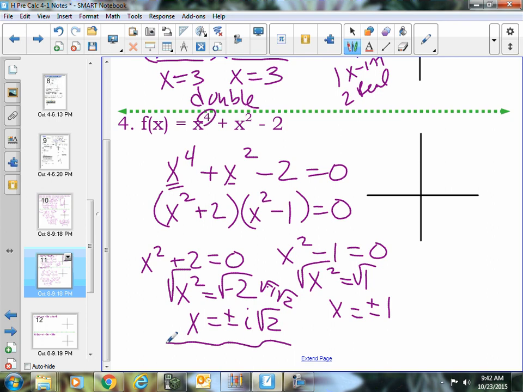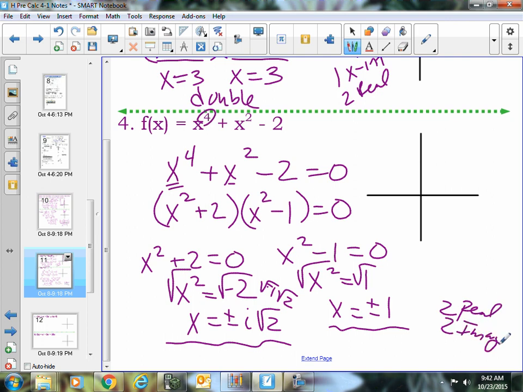I like writing the i first. For me, that's easier to look at, because if you put it after, it's kind of like, where is that i supposed to be? Under, not under? I think that's easier. 2 was not a perfect square, so leave it as a radical. It's a lot easier to look at. So they're not all going to be nice numbers there. And our other 2 are real. So I have 2 real, 2 imaginary solutions.